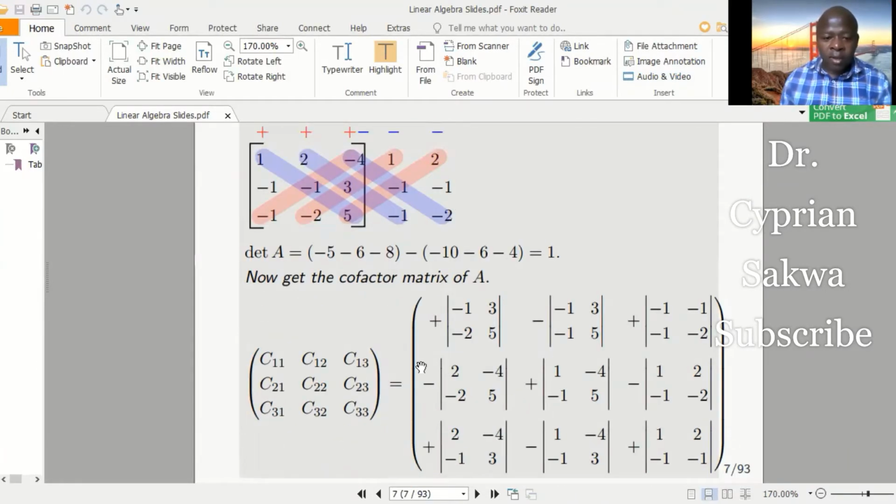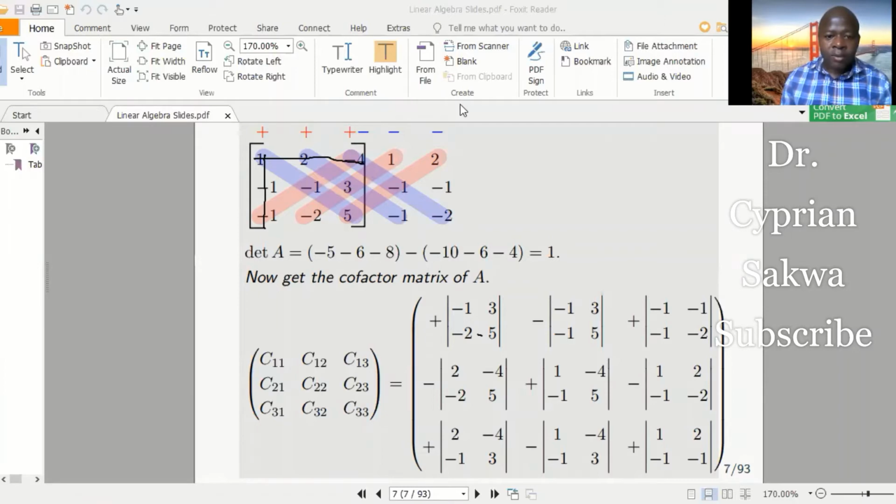Now, to get the cofactor, I get the cofactor for every element. So for example, this element here, its cofactor would be the determinant of the matrix that remains when I delete the row of that element and the column of that element. So when I delete the row of 1 and the column of 1, the matrix that is left is -1, 3, -2, 5.